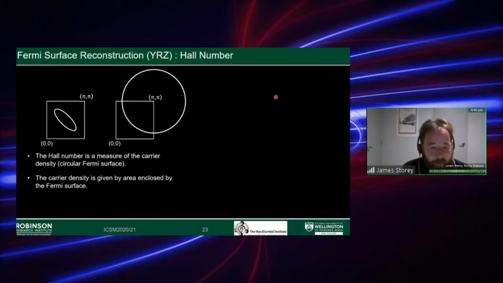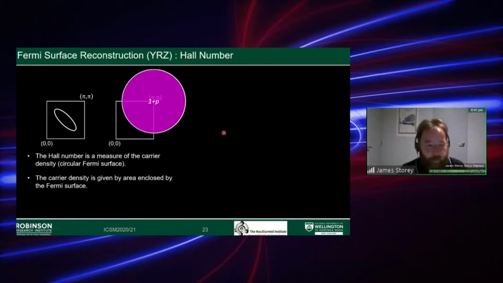Another property that is sensitive to this sort of reconstruction is the Hall number. So the Hall number is a measure of the carrier density, and strictly speaking, for a circular Fermi surface is proportional to the area enclosed by the Fermi surface. So in overdoped cuprates, we have a large hole-like Fermi surface enclosing 1 plus p holes per copper. The 1 comes from the fact that the copper atoms are half filled and so have 1 hole associated with them. In the underdoped region, the smaller pockets are proportional to p holes per copper.